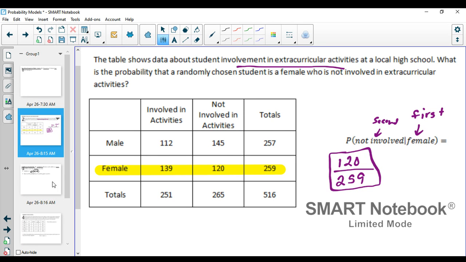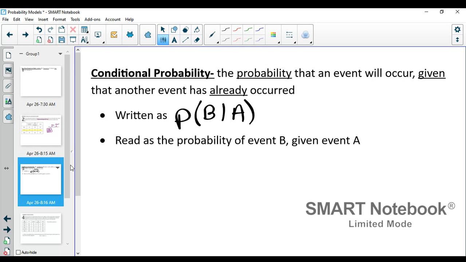What this is called is conditional probability, which means the probability that an event will occur given another event has already occurred. What that means is you're already assuming something has happened, which is the A in this situation, and then based on that, you're finding the probability of B. It's always written as the probability of B, and then we read this vertical line as given A. So the probability of B given A.